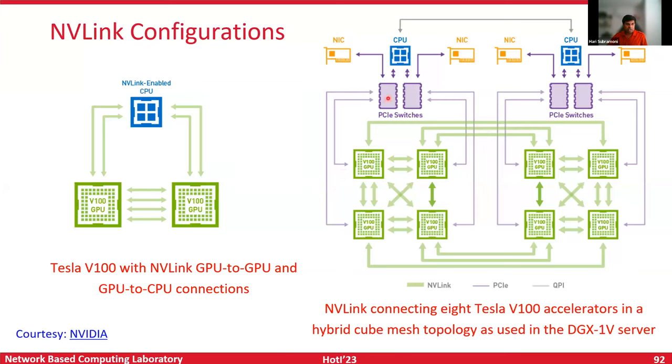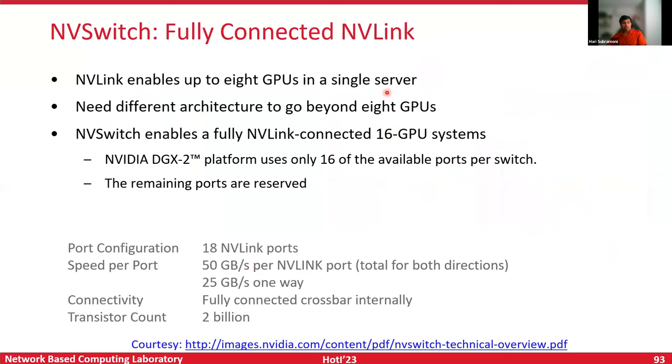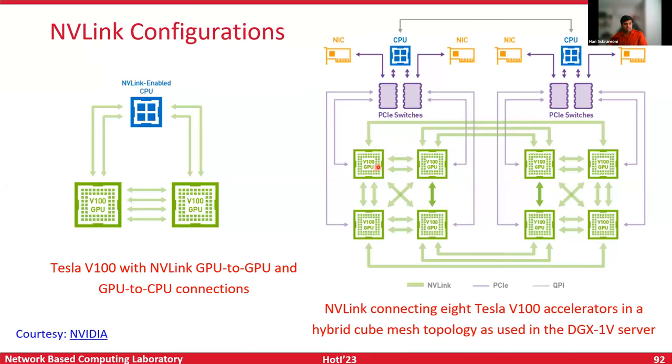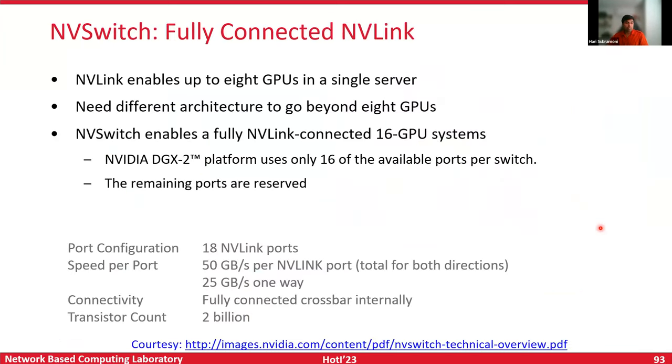Then they are also connected to PCI switches where you have network interface adapters hanging off them. So this is one such way of interconnecting them. But the problem is that, for instance, if you look at this GPU and this GPU, they don't have direct NVLink connectivity because of the limitation on the number of ports. So this is where NVSwitch comes in.